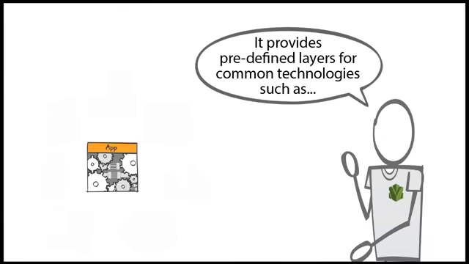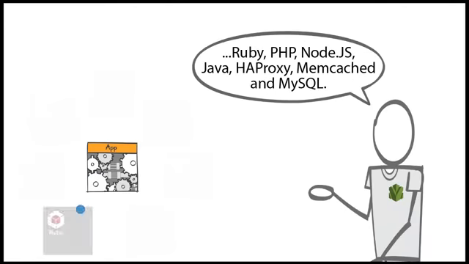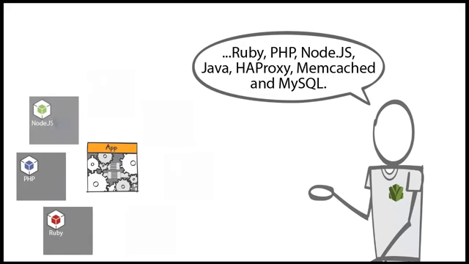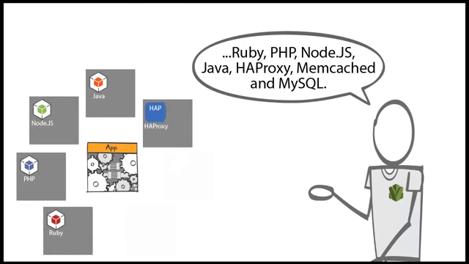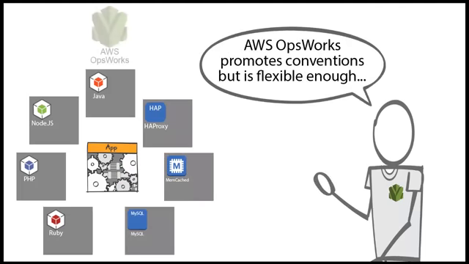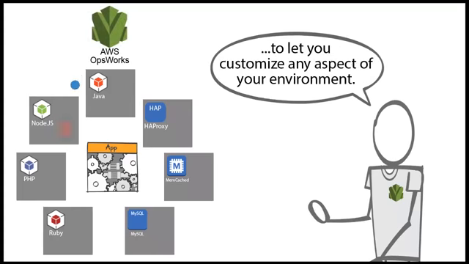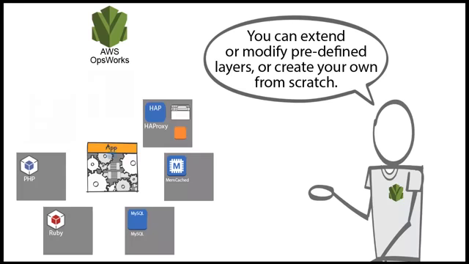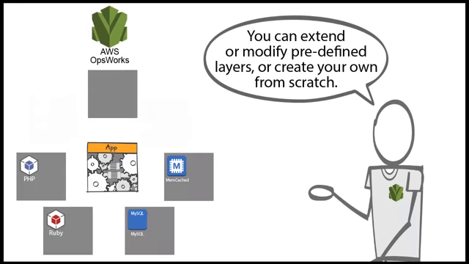What technologies are supported by AWS OpsWorks? It provides predefined layers for common technologies, such as Ruby, PHP, Node.js, Java, HAProxy, Memcached, and MySQL. AWS OpsWorks promotes conventions, but is flexible enough to let you customize any aspect of your environment. You can extend or modify predefined layers, or create your own from scratch.